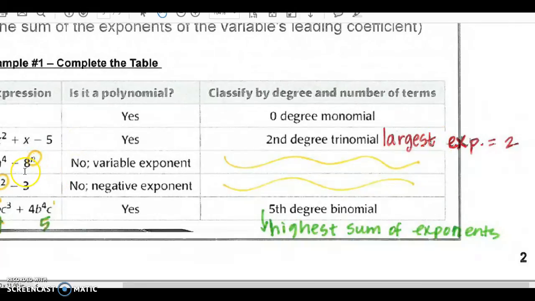This, unfortunately, right here, 6n to the fourth minus 8n squared, is not a monomial or a polynomial because it has a variable exponent on it.